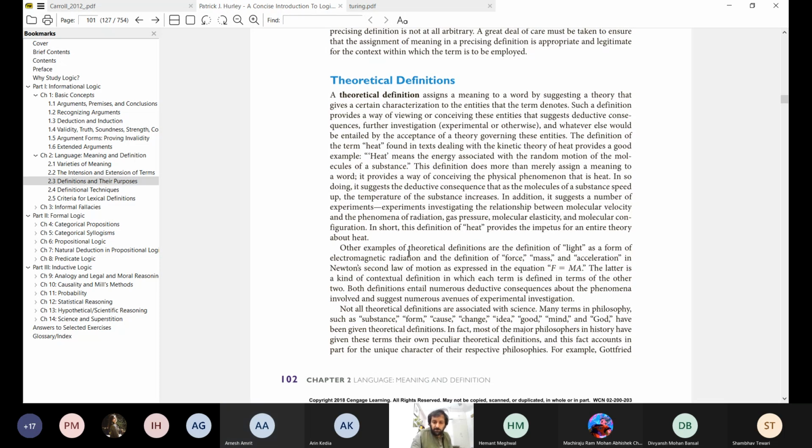Okay. So let's just pause there and think about that claim. So the example of crime and the example of heat, in giving a definition, the point is you're not just making a linguistic point about how this is how I'm going to use the term. That's part of what you're doing, but you're buying into a larger theoretical framework with which to think about that phenomenon.